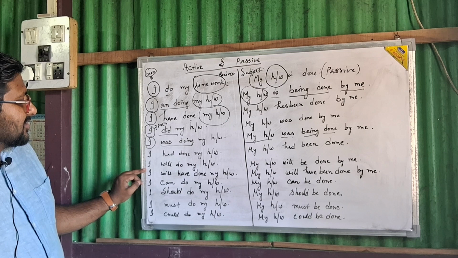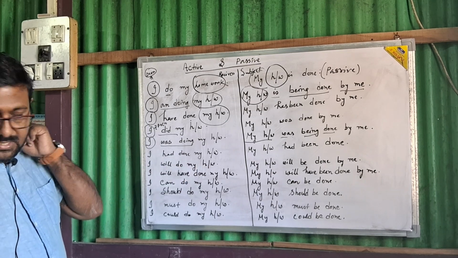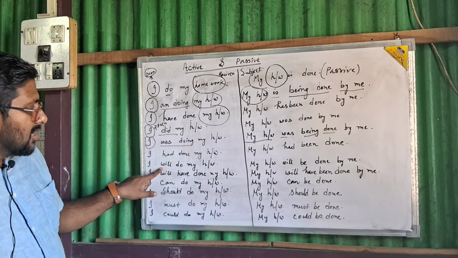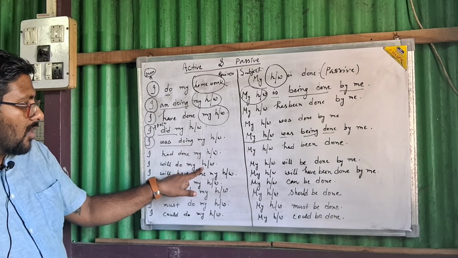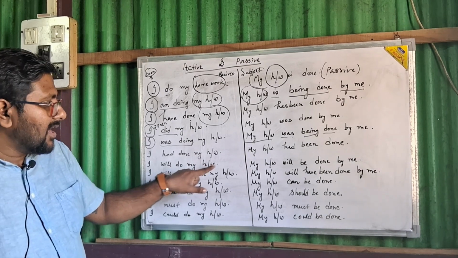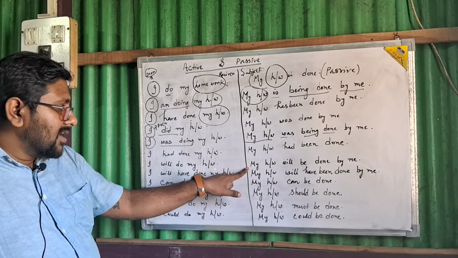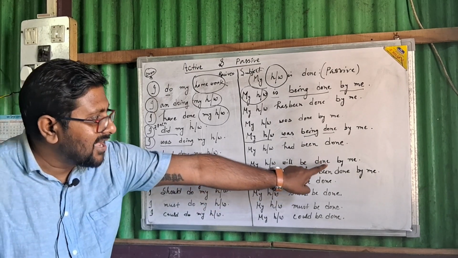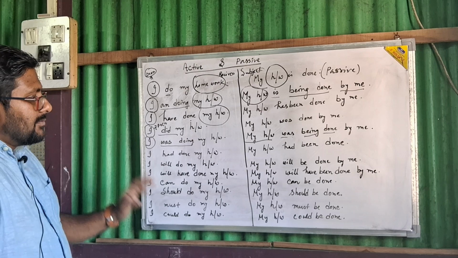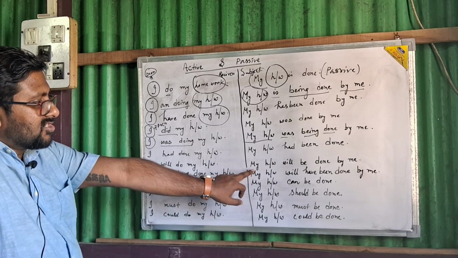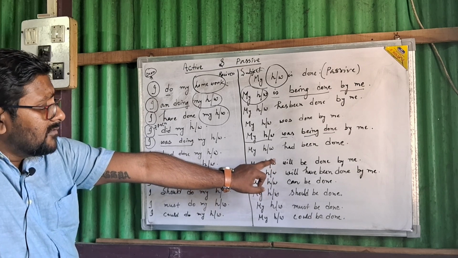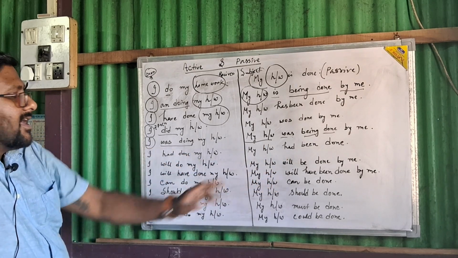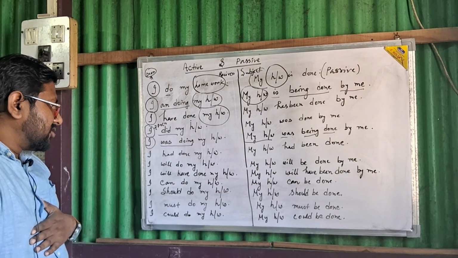Next one, future. Simple future. I will do my homework. So I, being the subject, is performing the action and that action is being received by the homework. So it is active. Now, the same way, I will make my homework the subject and I will keep it in simple future, which will be: my homework will be done by me. So what have I done here? I simply changed the object to the subject of the passive voice once again, kept it in the same simple future form, and I have simply said: my homework will be done by me.